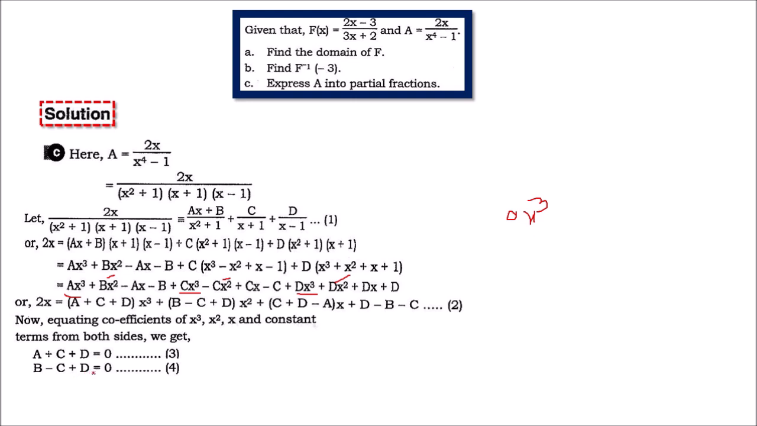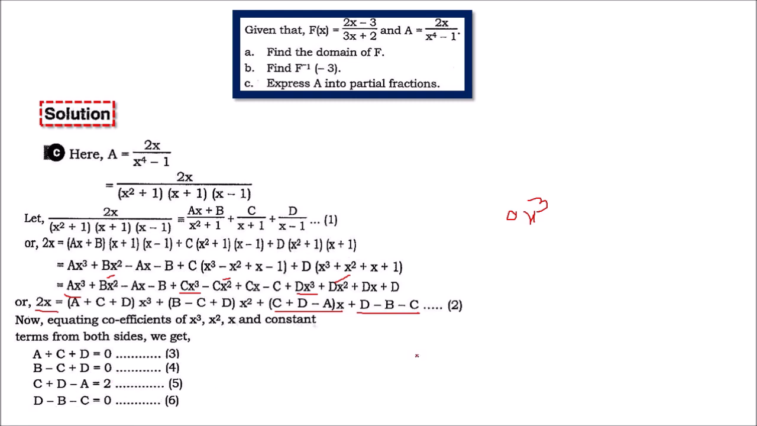So b minus c plus d equal to 0, and here you can see x term is here, but here is also another x term, that equal to 2. So I can write, that is c plus d minus a equal to 2. That is our fifth equation, and as there is only constant part on the right side, but on the left side there is nothing constant, there is no x-related term, so that equal to 0.